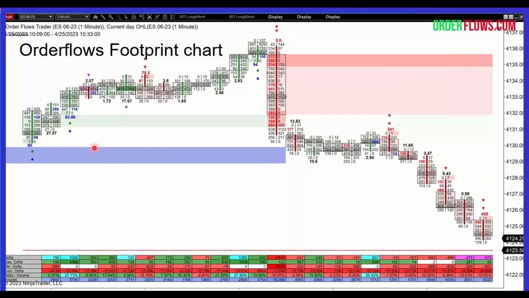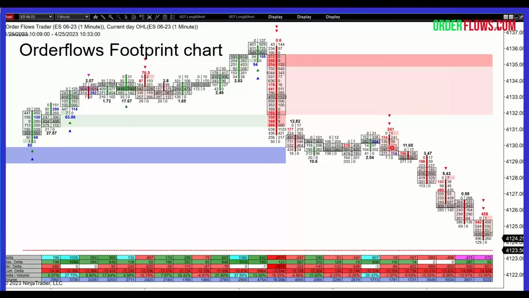And oftentimes in moves, the point of control will also act as support or resistance, right? On a move down, right here we have a point of control coming through, and you can see the next bar trades right back up to it. The bar after trades back up to it. Four bars later trades back up to it. And again, the next bar.